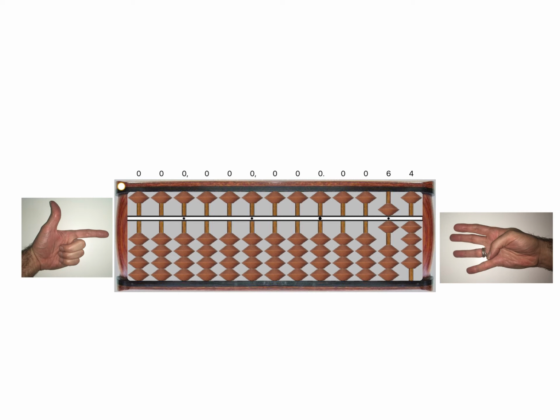So if we wanted to represent, for instance, the number 64, then the left hand would have a 5 bead, which is represented by the thumb, and a 1 bead, represented by the index finger. So for a total of 6, right? And because this is in the tens column, this is 60. And we would have 4 in the ones column, so 1, 2, 3, 4. And that would represent 64.